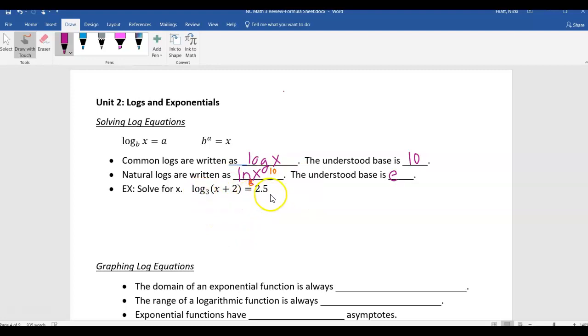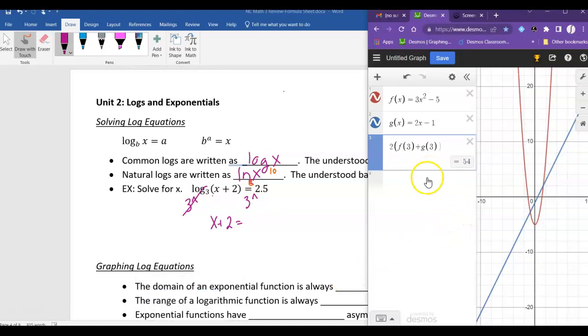First of all, you could type this into Desmos. I'll show you how to do that here in a second. You can solve any equation with Desmos. But if you're doing this by hand, to get rid of a log with a base of 3, you're going to do 3 raised to that power on both sides. And that will give you x plus 2 equals 3 to the 2.5. So if we type 3 to the 2.5 into Desmos, we're going to get this big number, 15.588.